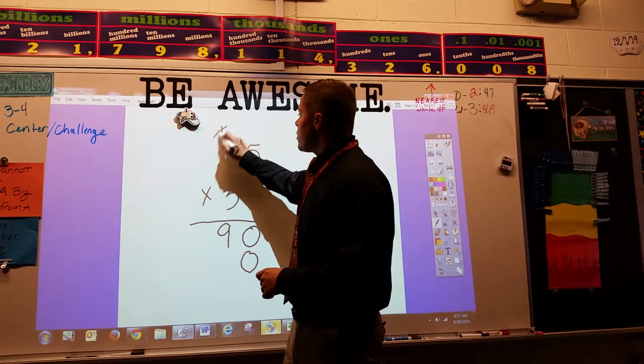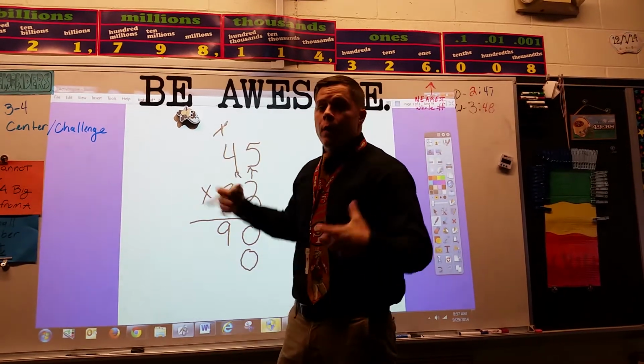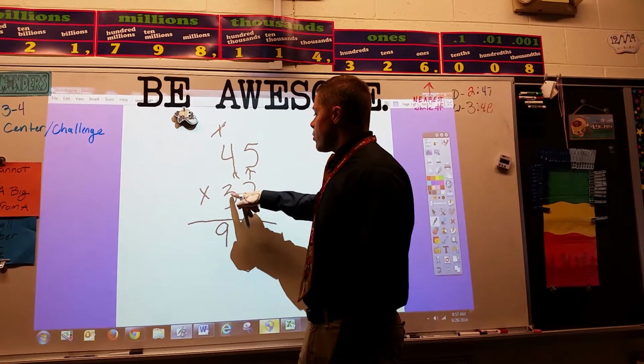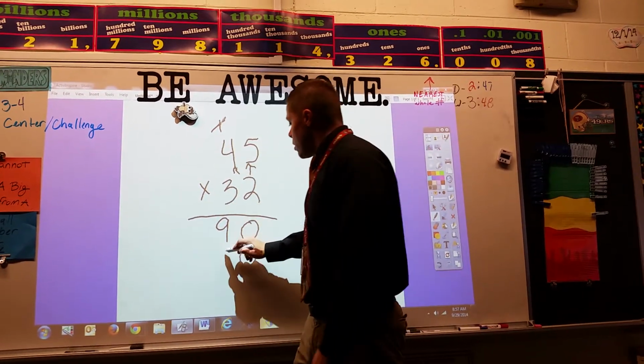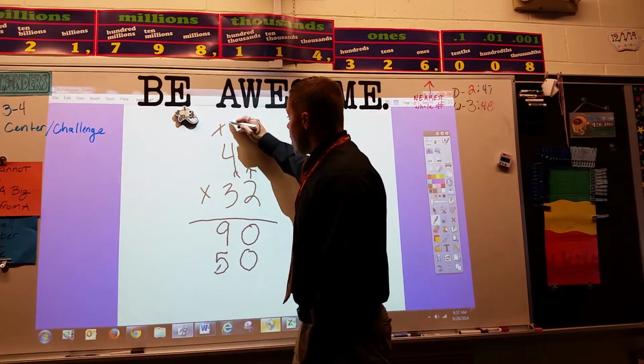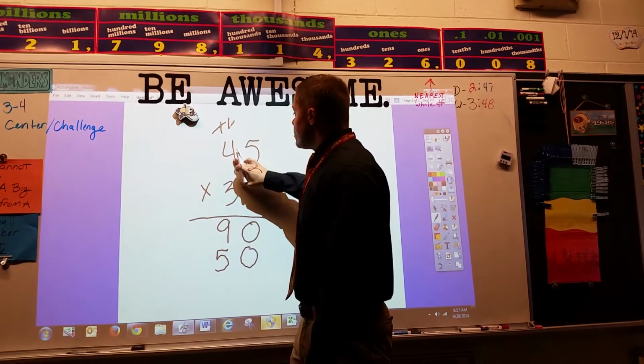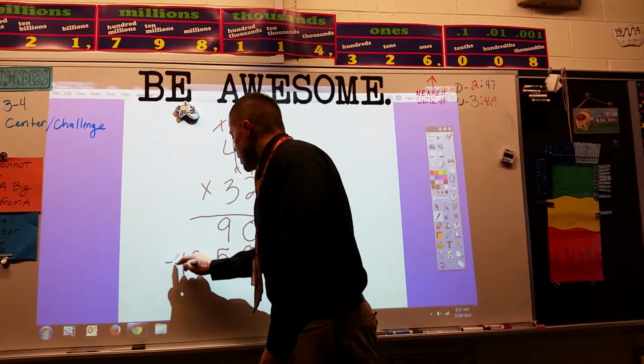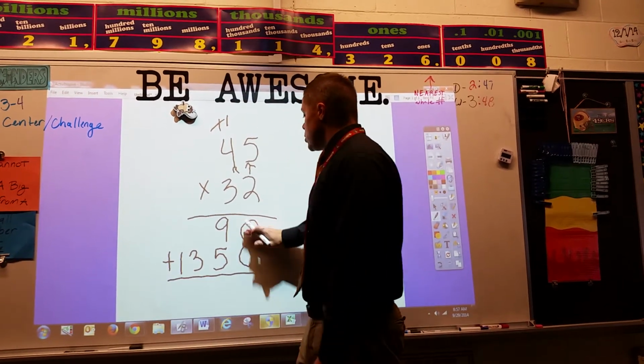So I want to cross out the number that I carried earlier just so I remember that I already used that one. And then I can begin to multiply everything by 3. So we do 3 times 5. I get 15. I want to carry the 1. 3 times 4 is 12. Plus my 1 is 13. And then we want to add up these two numbers.